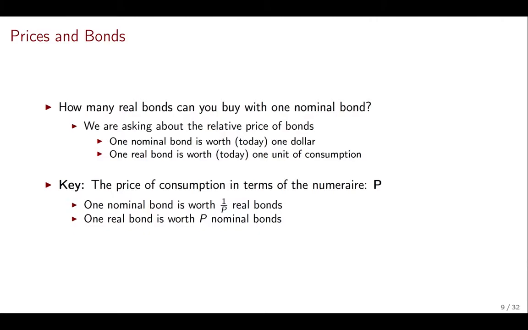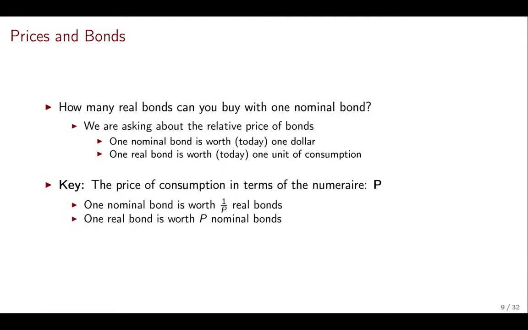But we can relate them using the price because we can price consumption units in terms of our numerator, which is dollars. So P is going to be that price. It's the price in dollars of 1 unit of consumption. So one nominal bond is worth 1 over P real bonds because one nominal bond is worth $1. And with $1, you can buy 1 over P real bonds. On the other hand, if you have one real bond, that's 1 unit of consumption goods that you can sell for P dollars and you can buy P nominal bonds. So this is basically how you can go from one to another.